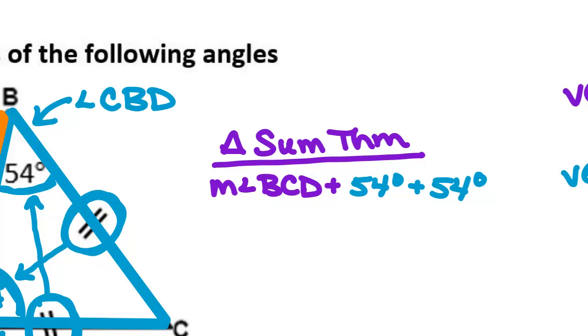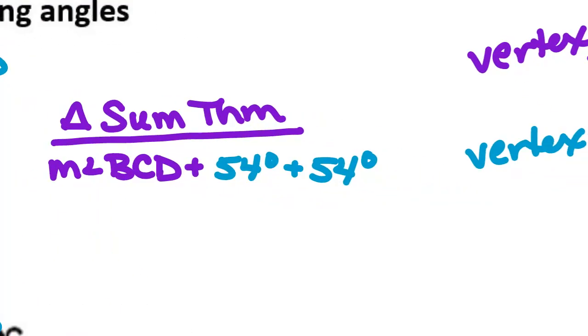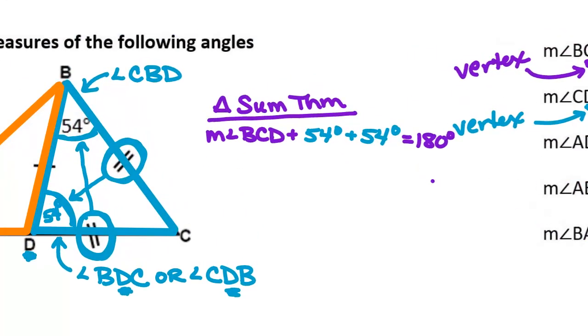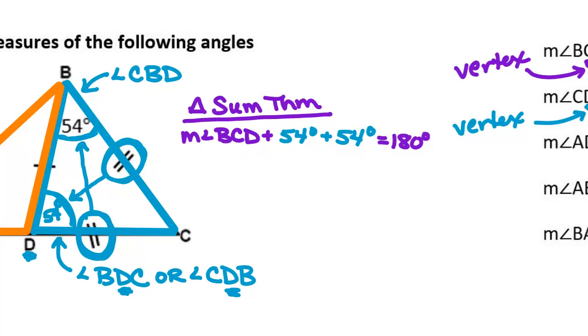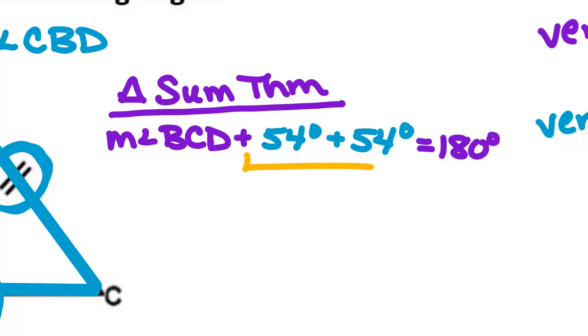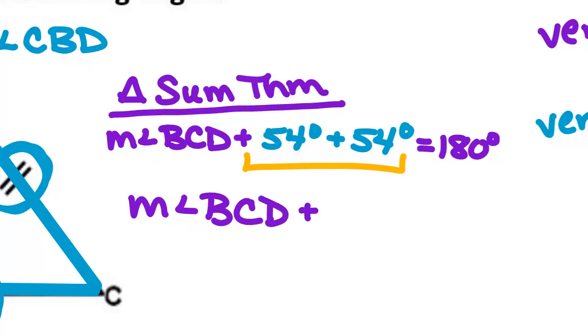This one right up here, angle CBD. This one right down here, angle CDB. Both of them are 54. And I know that all the angles in a triangle add up to 180 degrees. So then I combine my two like terms together. What are my like terms here? 54 and 54. So we're going to add those together. Measurement of angle BCD plus, what's 54 plus 54? 108 equals 180.